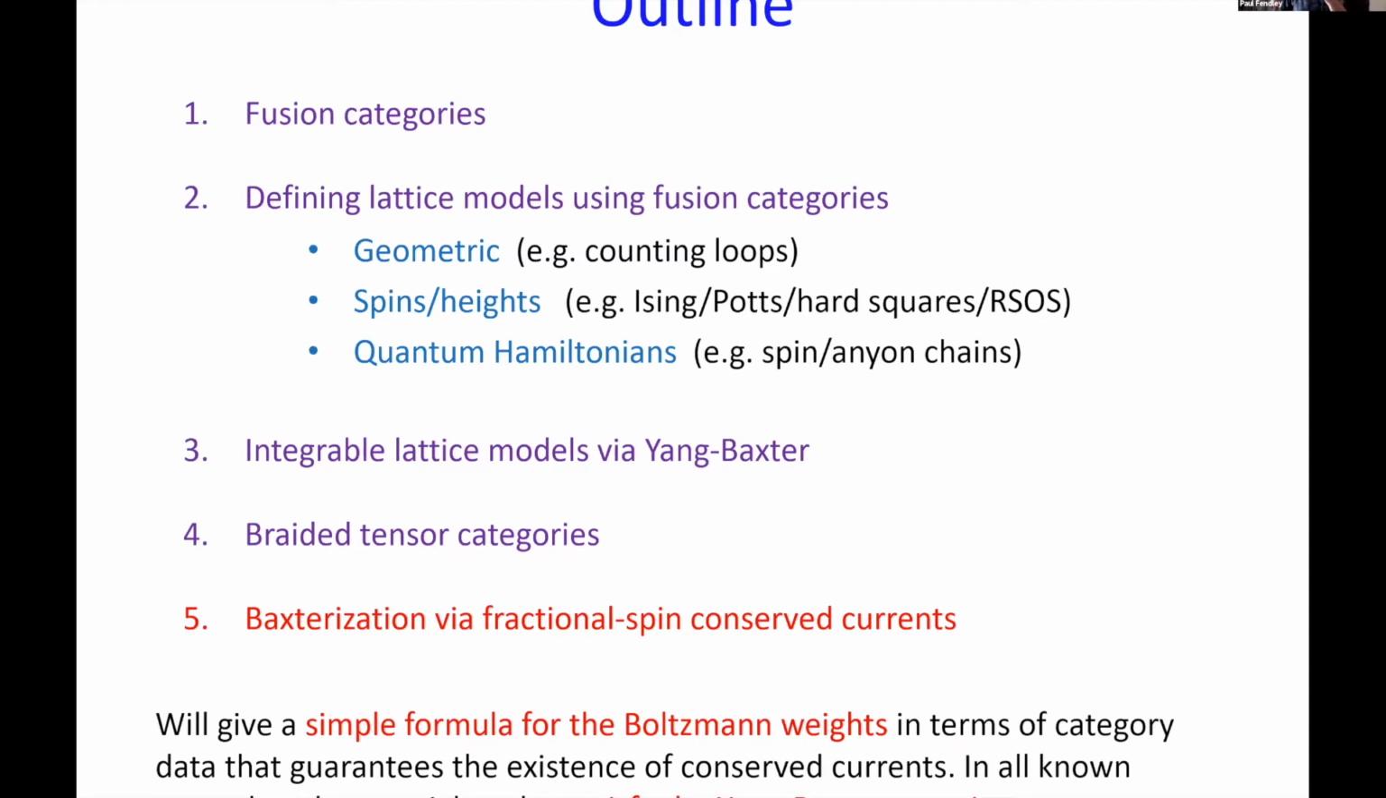And the reason why this is a good thing is because the Yang-Baxter equation, as I'll show you, is rather nasty. And the equation I'm going to show is much simpler. In fact, I can solve it. And so that's the point of the talk. Okay, so let us proceed.